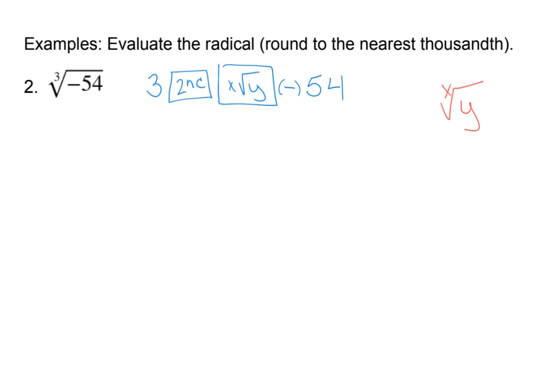If you've pushed those buttons correctly, your calculator is going to spit out a decimal. And it's negative, which we would assume because anytime you do the cubic root of a negative number, it's going to end up being negative.